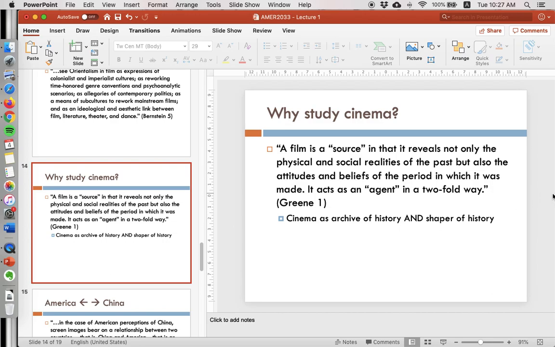So she's saying that cinema is not just an example of the way that the West has dominated the East, but also an example of how the cinema itself can be a way of shaping that relationship. Okay, so she's saying film is a source in that it reveals not only the physical and social realities of the past, but also the attitudes and beliefs of the period in which it was made. It acts as an agent in a twofold way. So cinema as an archive of history, but also as a shaper of history.